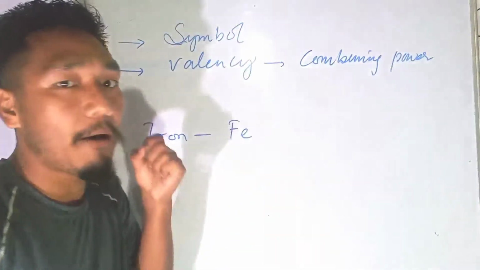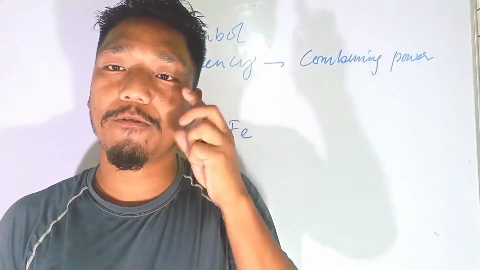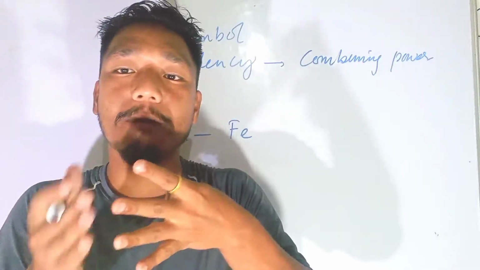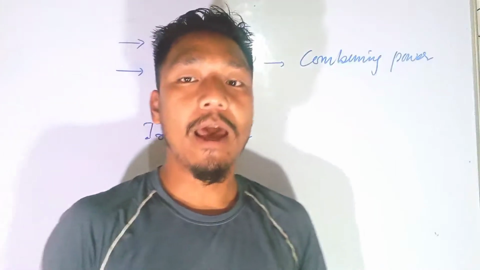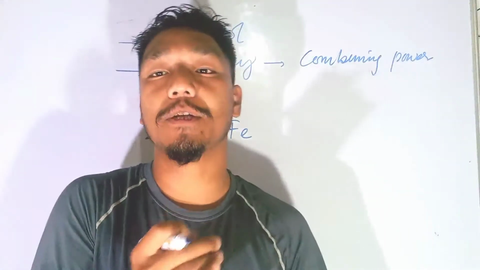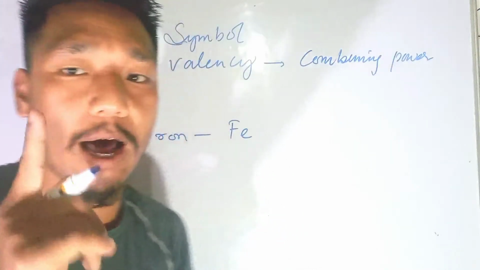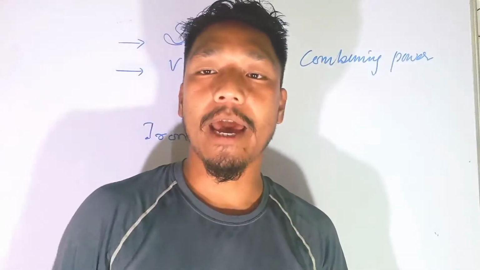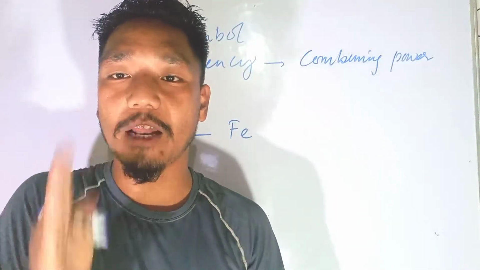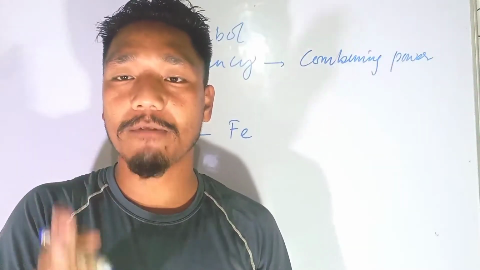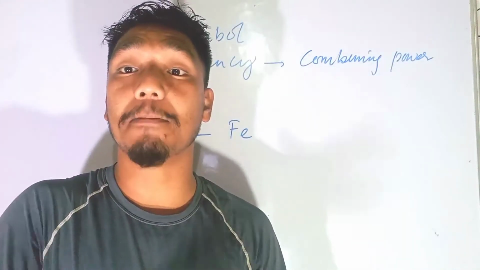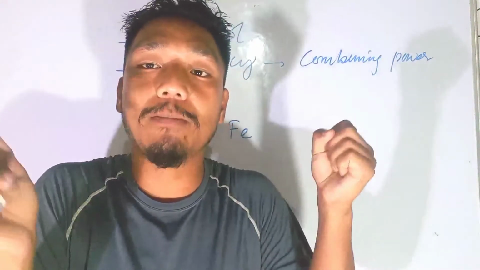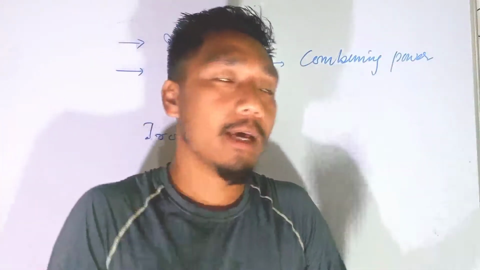If the combining power of carbon is 4, that means carbon will try to combine with 4 other elements. If the valency of hydrogen is 1, that means hydrogen can only combine with 1 element. If oxygen has a valency of 2, that means oxygen can combine with 2 other elements.